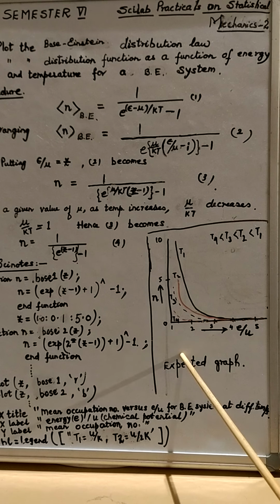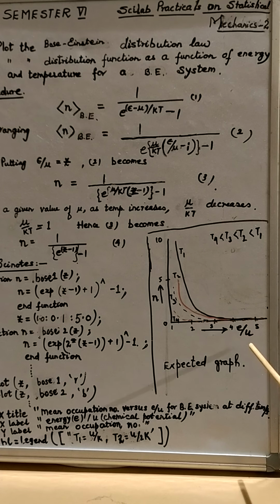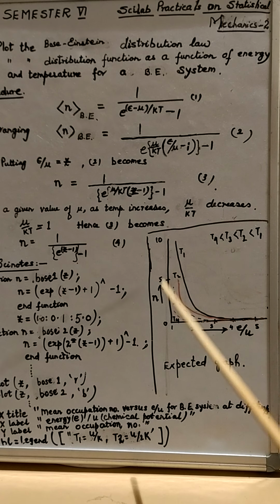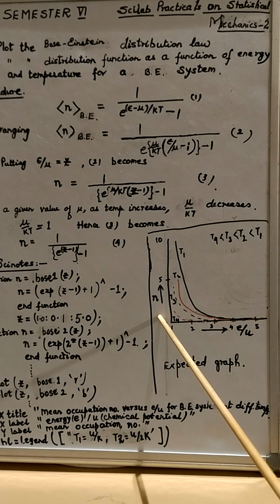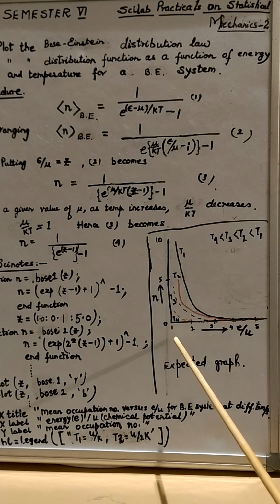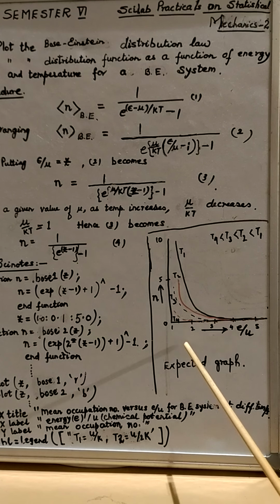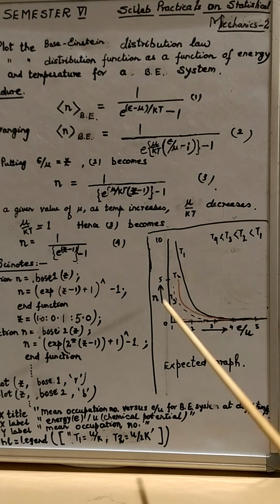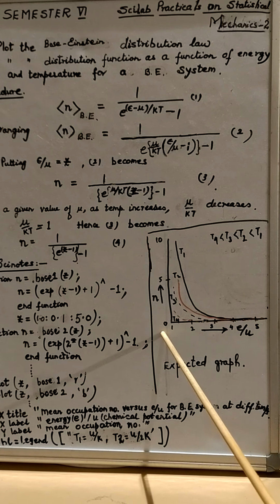In this graph, on the x-axis I have written E by U. That means I have replaced epsilon by E and mu by U, because it becomes easier to write such letters in Scilab instead of the Greek letters. And on the y-axis I have n, which is the mean occupation number. The starting point of E by U is 1 and not 0, and this goes on. For n, we have taken values from 0 to 10. That means the mean occupation number goes from 0 to 10.